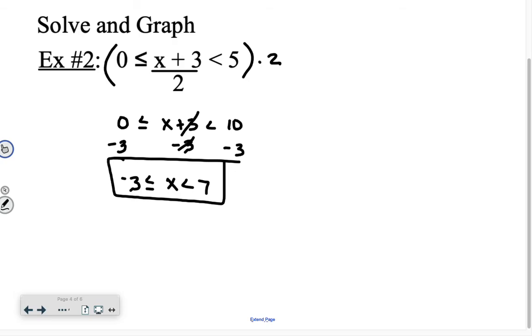Any questions on that? Anything not make sense? That's it for this one so far. We're not done with the problem. We still got to put the number line in the interval notation, but that's it in terms of solving. Yeah, we got x by itself.